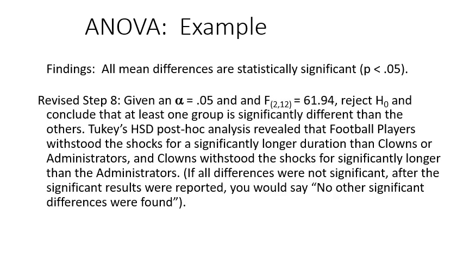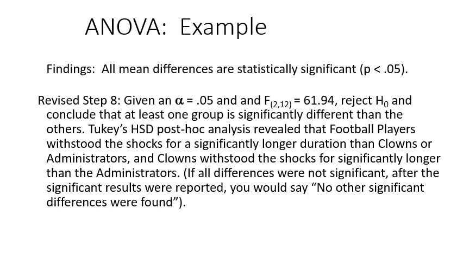This gets us to our revised step 8. Our revised step 8 is now fully written out, given an alpha of 0.05 and an F with degrees of freedom of 2, 12. So 2 for the between, 12 for within, equals 61.94. So our F is 61.94. We reject H0 and conclude that at least one group is significantly different than the others. Tukey's HSD post hoc analysis, so you say which test you did here, which is Tukey's HSD, revealed that football players withstood the shocks for significantly longer than clowns or administrators, and clowns withstood the shocks for significantly longer than administrators.